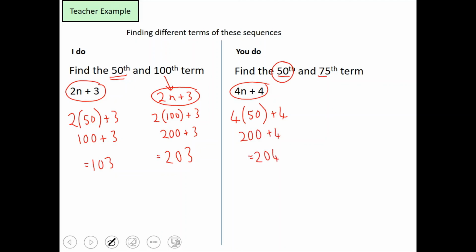This time we write the same formula, 4n plus 4, and this time we're replacing the n with 75. So 4 times 75 plus 4. 4 times 75 is 300, plus 4 equals 304.